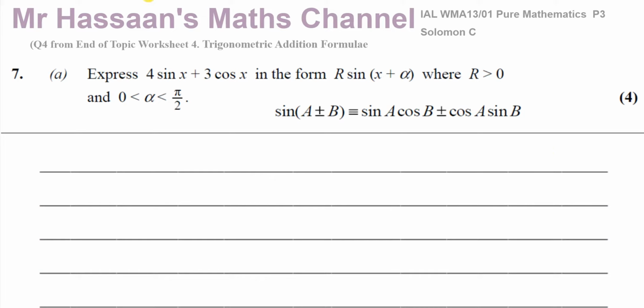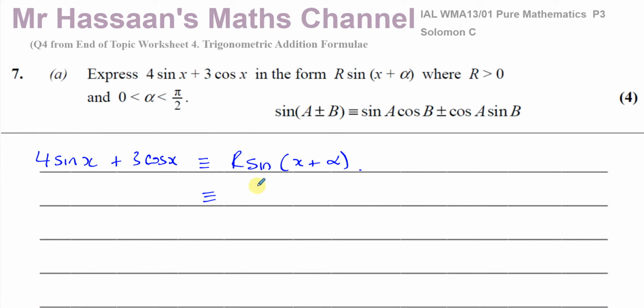So what we're going to do is set up an identity. I say that 4 sine x plus 3 cosine x is going to be identical to r sine x plus alpha. And what I'm going to do now is expand this using this pattern here.